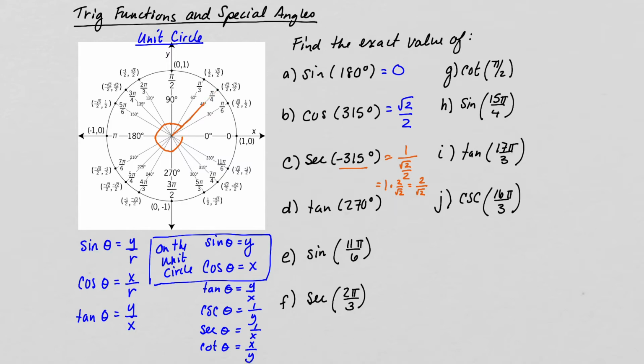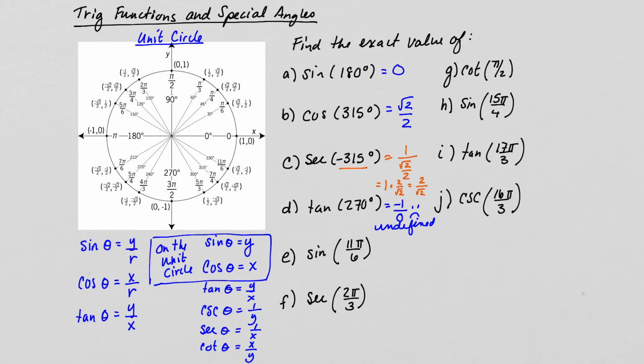Let me erase to keep my unit circle clean. Okay, so tangent of 270 degrees. So here's 270 degrees. Tangent is the y value over the x value. So this would be the y value, which is negative 1, over the x value, which is 0. Now, hopefully we all remember that you cannot divide by 0, right? So we can't do that, which means we actually can't find the tangent of 270. It's actually undefined.